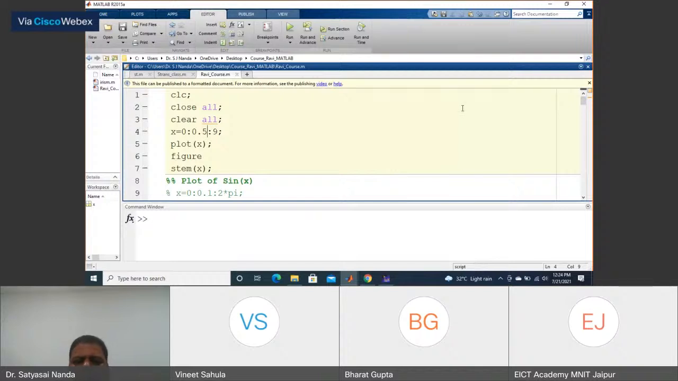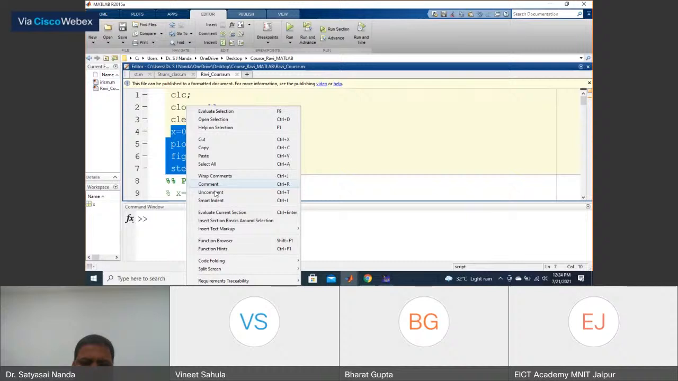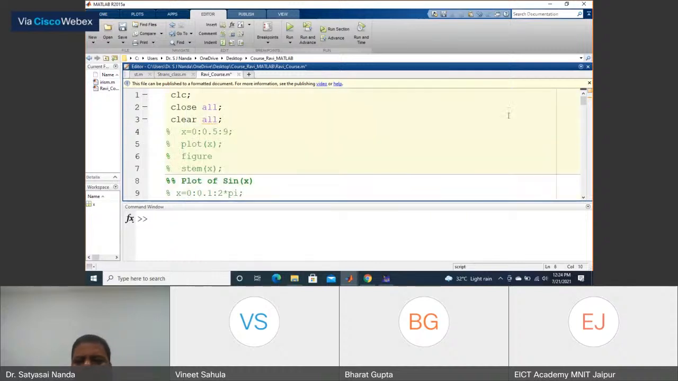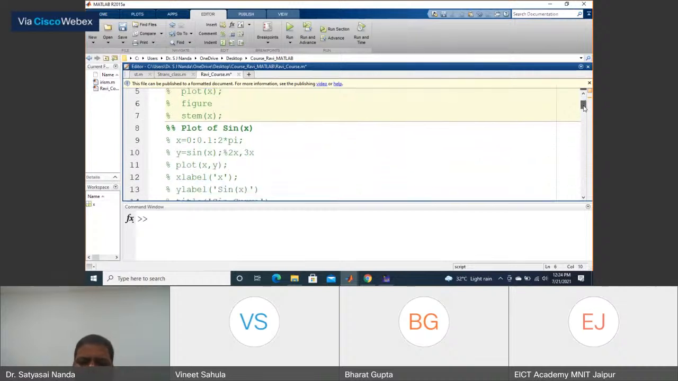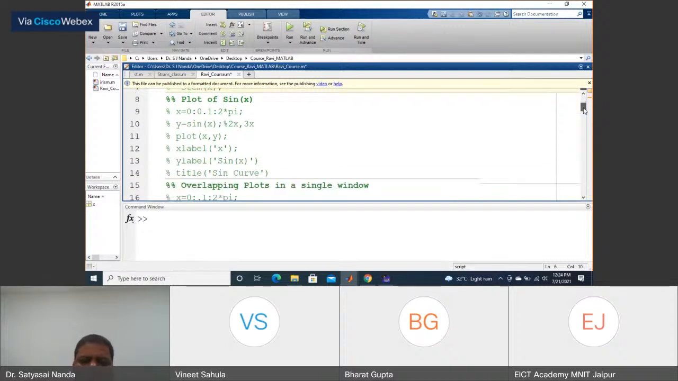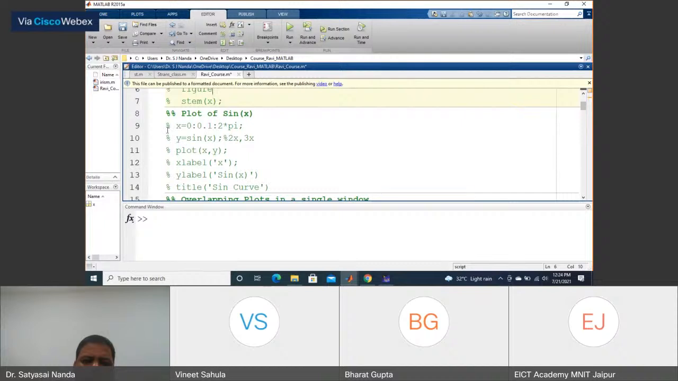Now we will have a look at how to plot a very popular simple function, that is sin x. Everybody knows that sin x is a periodic signal between 0 to 2 pi. I have created x as a vector from 0 with 0.1 spacing up to 2 pi, and here I am taking y equal to sin x. So I am plotting x versus y.